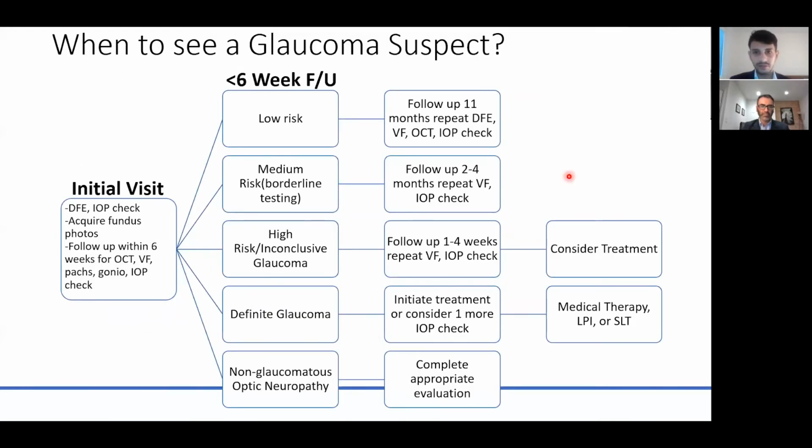So this is just a little workflow that we have. Assuming this is a patient I've seen for the first time on their initial visit, I'm dilating that patient probably 95% of the time, at least in my practice. I also get an IOP check. If I deem the patient a glaucoma suspect, then I'll also order a fundus photo to have a baseline of the patient's nerve. And then I usually follow up with the patient in about 6 weeks for an OCT, visual field, pachymetry, gonio, and another IOP check. I usually like to do it within 6 weeks.